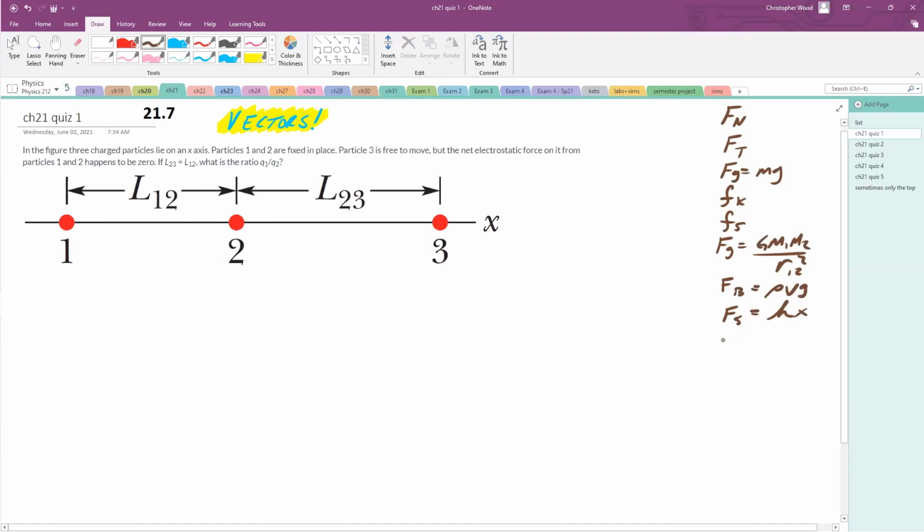This is a brand new force. This is going to be F underscore E for electrostatic. The electrostatic force between two charged objects is K Q1 Q2 over R squared, where R12 is the distance between 1 and 2. This is new. This is the heart of chapter 21. This is literally the basis of, I think, the next 5 chapters. There's going to be a lot of stuff we do beyond this, but you could argue that everything starts here.